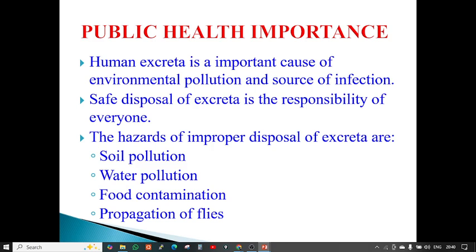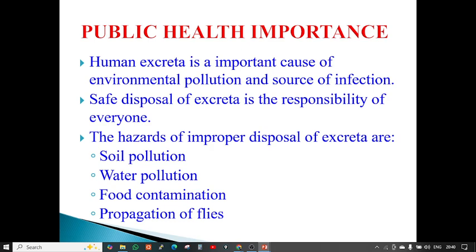Human excreta disposal is also important because of environmental pollution as well as health infections. If you dispose of this excreta anywhere, it can cause pollution as well as health deterioration. So safe disposal of excreta is the responsibility of everyone. That's why we are studying here how these things are related to environment as well as health. Hazards of improper disposal of excreta are soil pollution, water pollution, food contamination, and propagation of flies.